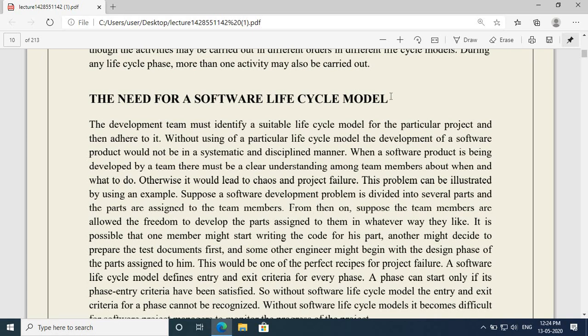Okay, then what is the need for a software lifecycle model? If we do not follow any lifecycle model, then the software is not developed in a systematic and disciplined manner. When a software product is being developed by a team, there must be a clear understanding among the members about when and what to do.